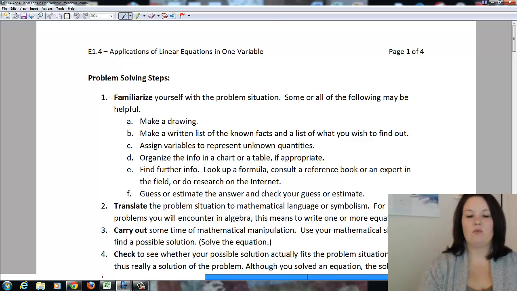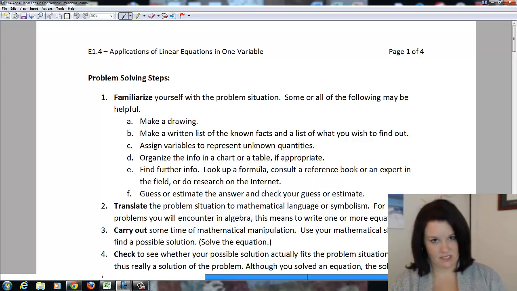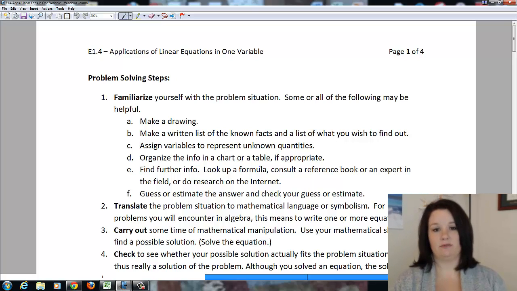So at the beginning, I went ahead and put down about 5 steps on how to solve these problems. The first one is to familiarize yourself with a problem situation. Depending on what it is, sometimes it's helpful to make a list of everything you know, to make a drawing, to use a chart or a table to help you organize it. So whatever helps you organize the information so that you can analyze it, that's what I suggest you do. I'm a big drawing person, so drawings usually help me.